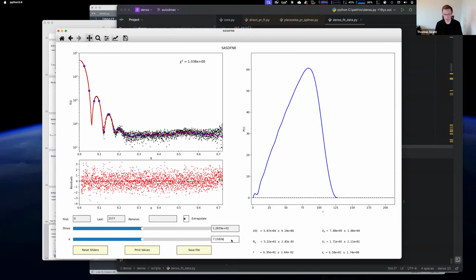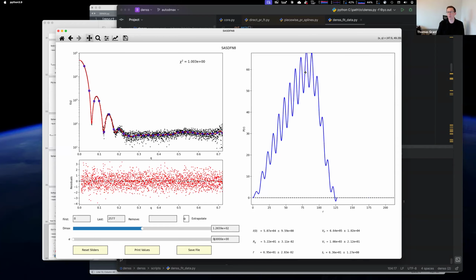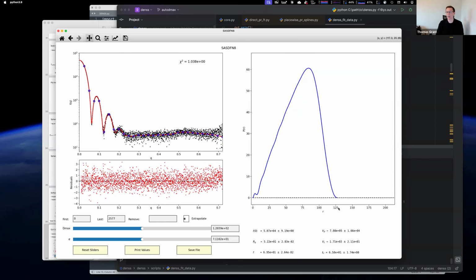Similarly, I can play with the alpha value. If I set alpha to 0, I get a few more ripples in my P of R curve. Okay, and so this is the standard Moore calculation, right? Or our modified calculation. With no alpha, you get a lot of ripples. But if I reset the values, I can get a nice smooth P of R curve and still have a good fit to the data.